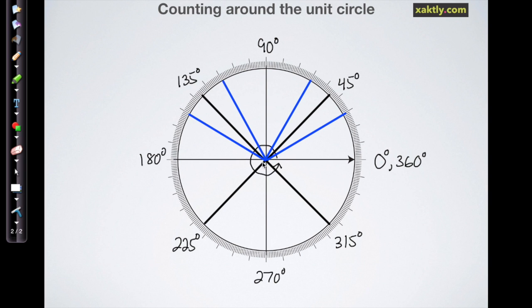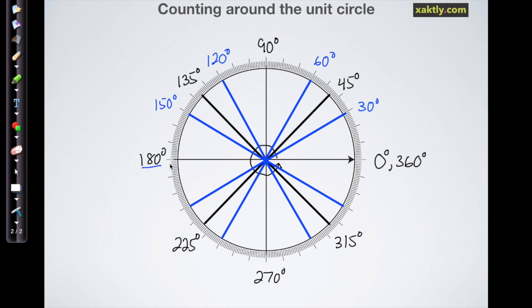Okay, now 30 and 60 degree angles are important in trigonometry as well, so let's divide the unit circle up into 30 degree chunks. And we'll just walk our way around the circle in 30 degree angles. 30 degrees, 60 degrees, add 30 to get 90, add 30 to get 120, add 30 to get 150, that puts us at 180, add 30 to get 210, add 30 to get 240, brings us back to 270, add 30 to get 300, then 330, and then we're back around to the start at 360 degrees.